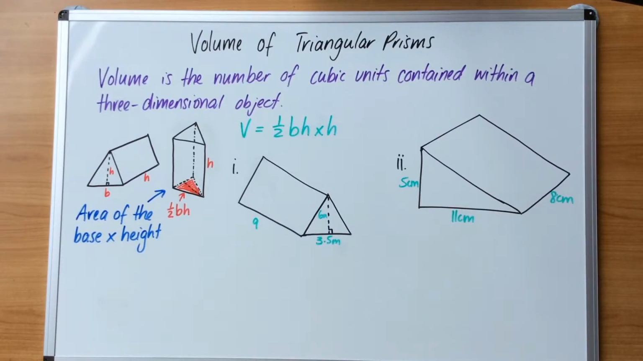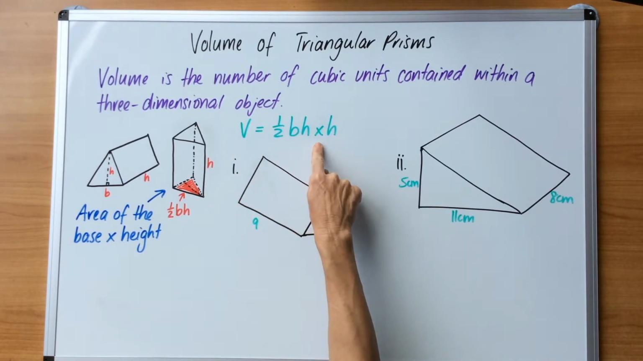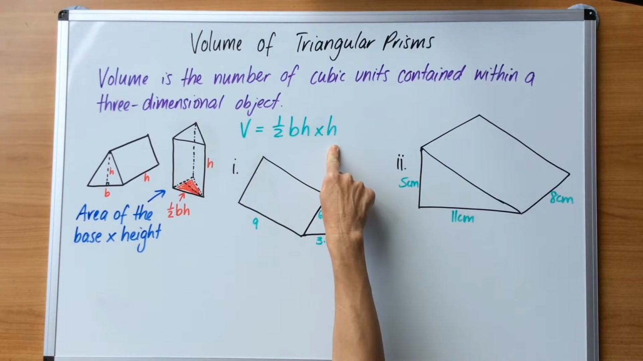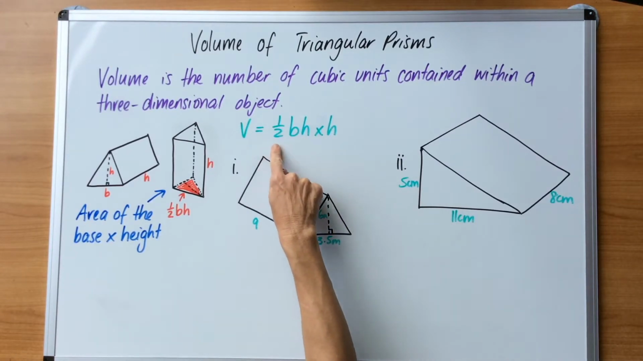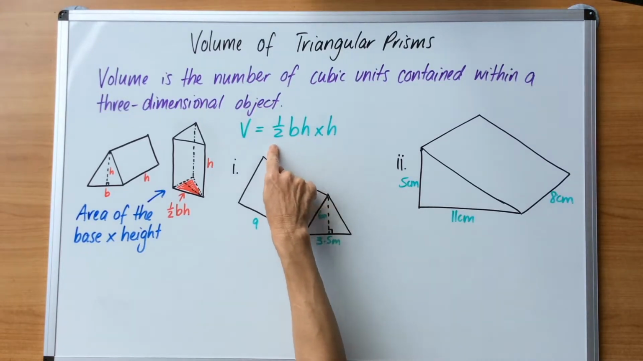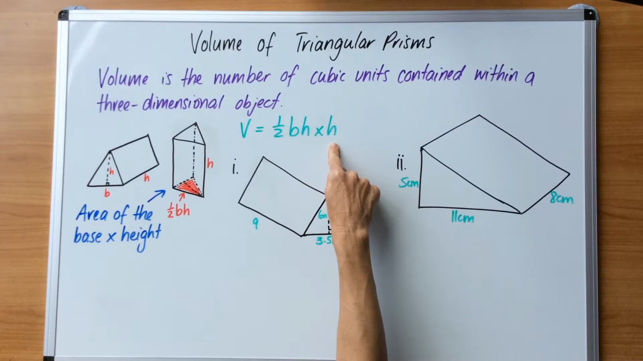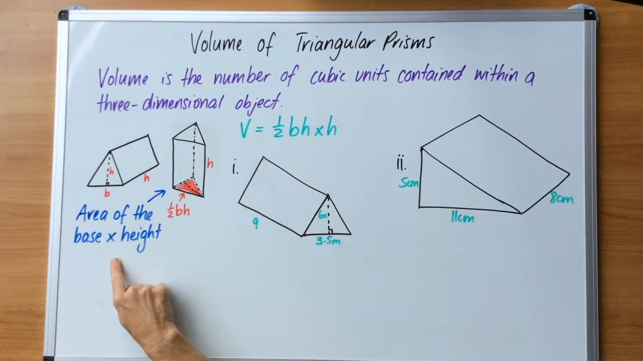In this video we are focusing on volume of triangular prisms. Volume is the number of cubic units contained within a three-dimensional object. The rule for volume of a triangular prism is V, volume, equals half base height times height. And what this means is you're going half base height, which is half times base times height. That is the area of a triangle, and you're multiplying it by the height of the prism. So the rule of thumb is area of the base times height.